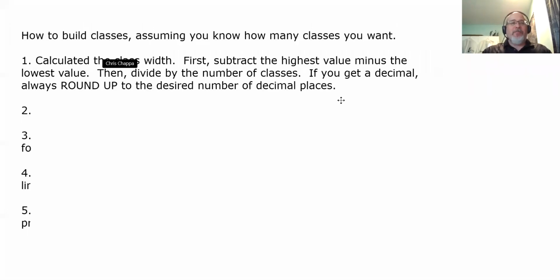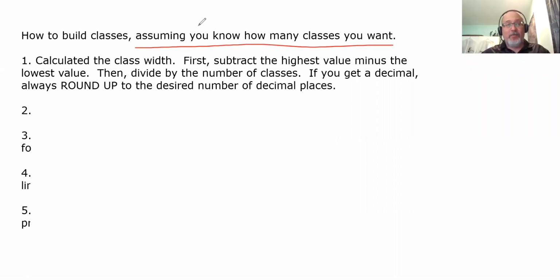All right, your first step is to calculate what's called the class width. And this is easy. You subtract the highest value minus the lowest value. That tells you how far apart the most extreme of your data points are. And then you divide by the number of classes. And remember, we're assuming that we know how many classes that we want. So subtract high minus low and divide by the number of classes.